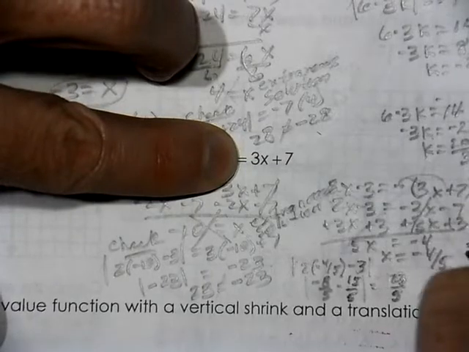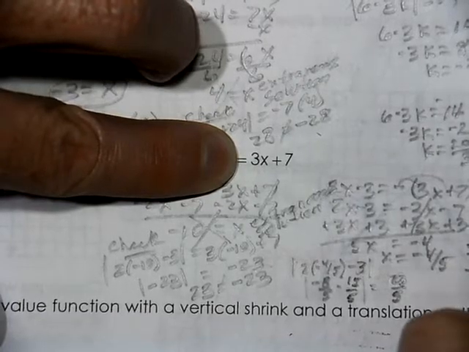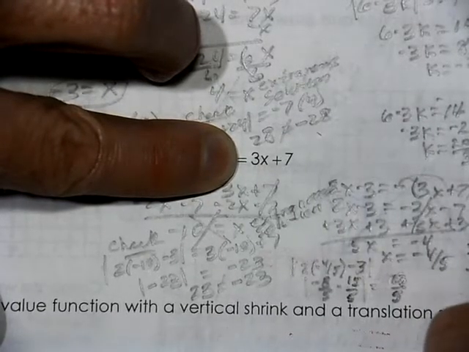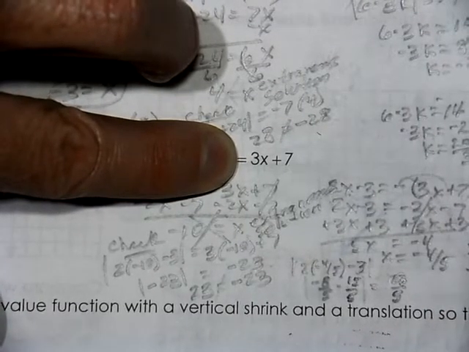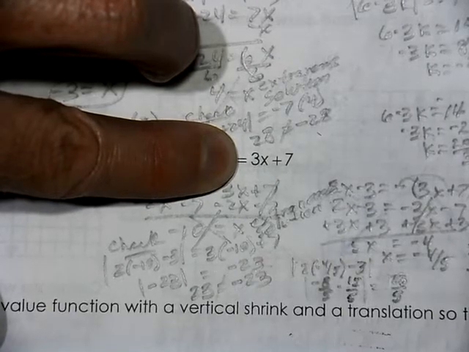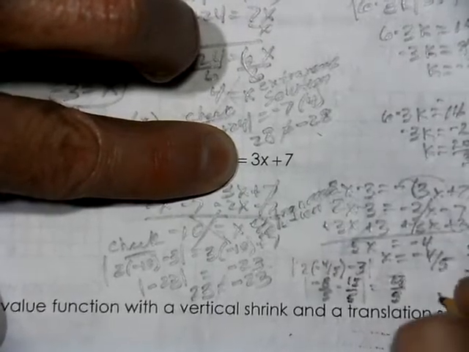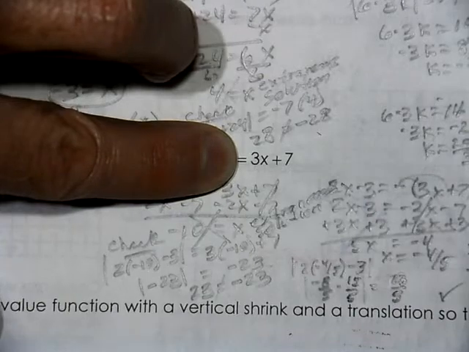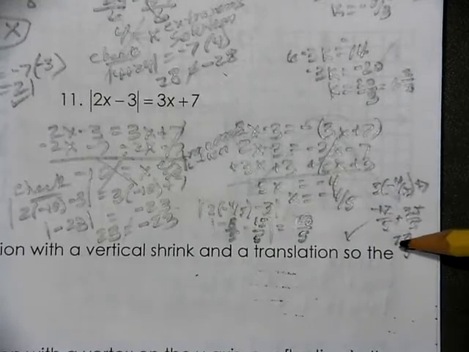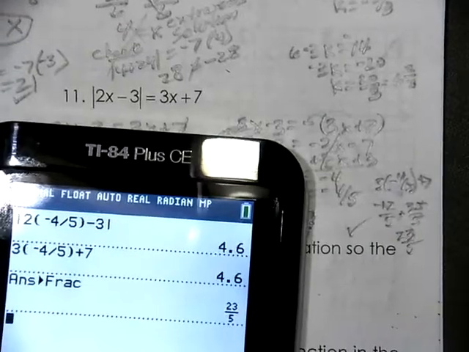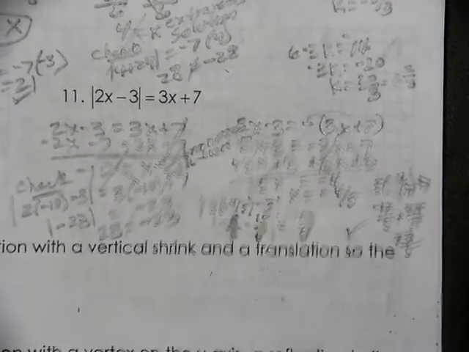On this side, we would get 3 times negative 4/5 plus 7. That's negative 12/5 plus 35/5. Remember, that's got to be a value of 7 with common denominators. Positive 35 and a negative 12 is going to be 23/5. Check. It's a little complicated looking, but I showed you that you could do it with your pencil or you could do it with the calculator. 2 different ways. If the calculator is available, you can check with your calculator.